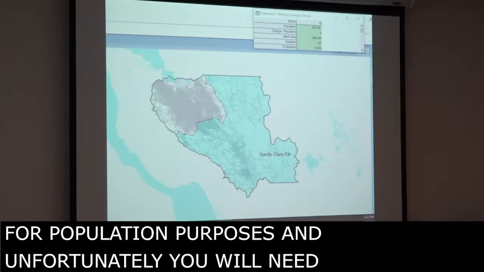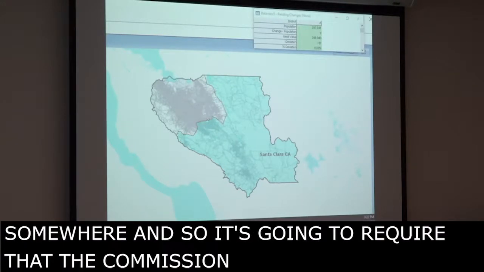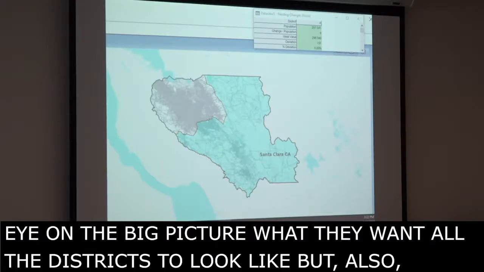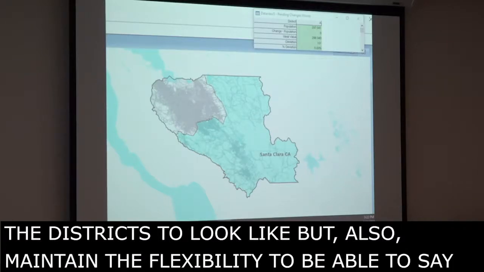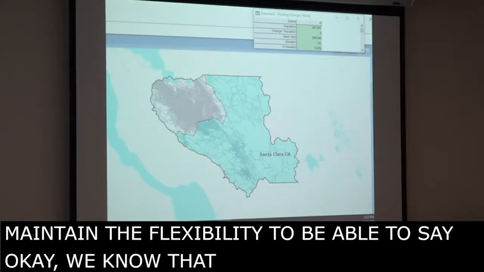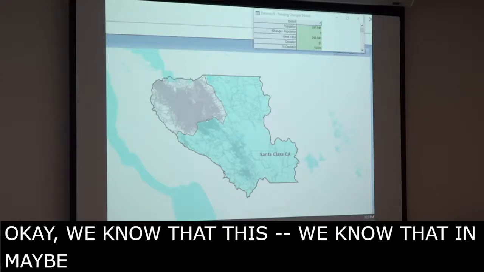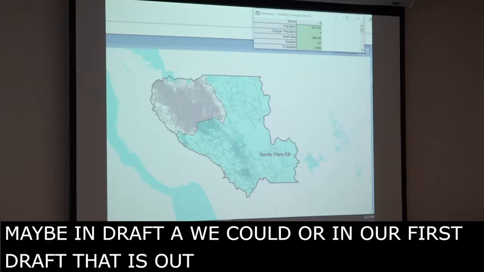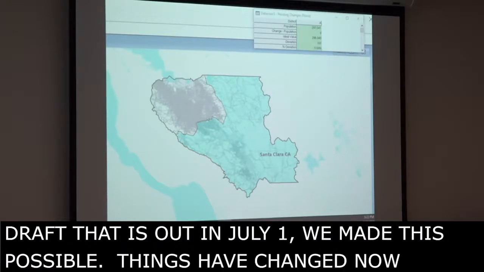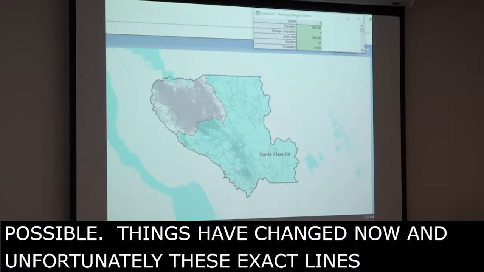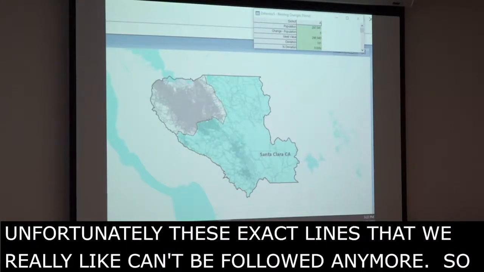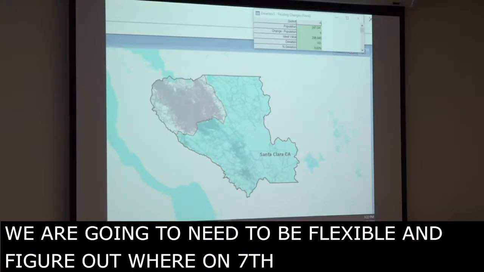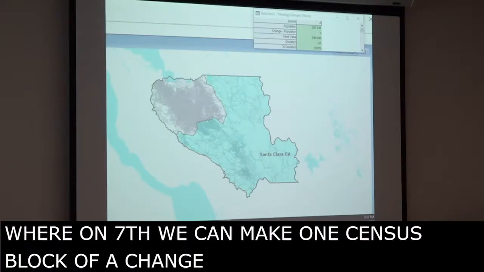So it's going to require that the commission can keep an eye on the big picture, what they want all the districts to look like, but also maintain the flexibility to say, okay, we know that in draft A, or in our first draft that's out July 1st, we made this possible. Things have changed now, and unfortunately, these exact lines that we really liked can't be followed anymore. So we're going to need to be flexible and figure out where on 7th we can make one census block of a change in one direction or another.